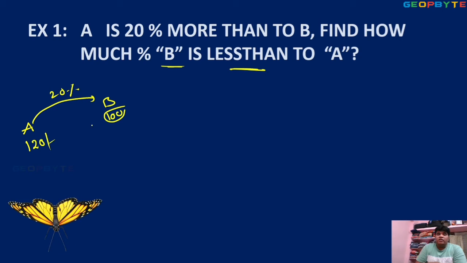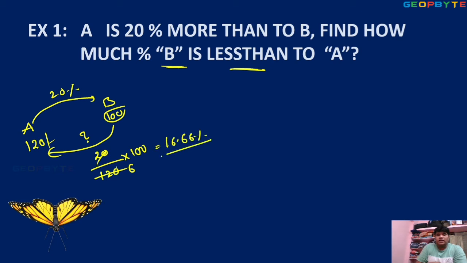Okay. Now A had 120, B had 100. Now what is the question? Find how much percentage B is less. Now B is how much less compared with A? 20 rupees less. That 20 compared with 120 upon 100. 100 by 6, 16.66 less. Okay, children. This is the procedure actually.